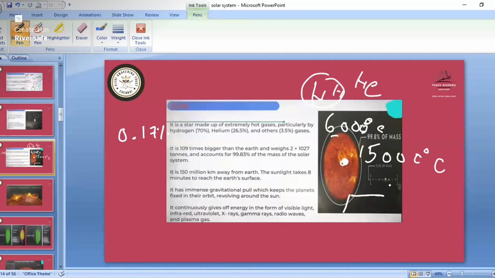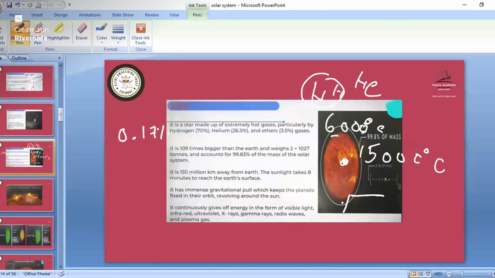We have studied these things in the FCAT time. I'll share that slide with you too. Study from that slide also, if some syllabus is left. Then your whole syllabus about the solar system, universe, and planets will be clear. So today we'll study, and if some syllabus is not there, then go through that slide also. The sun is 150 million kilometers away from the Earth.